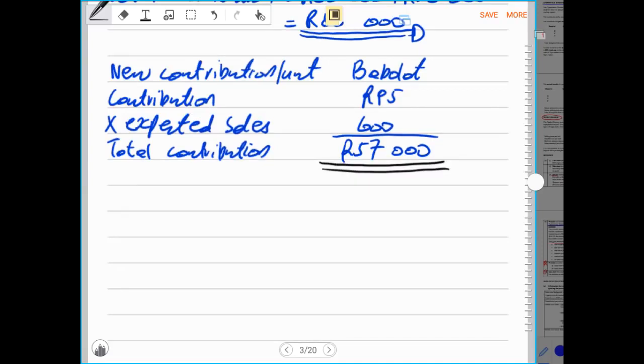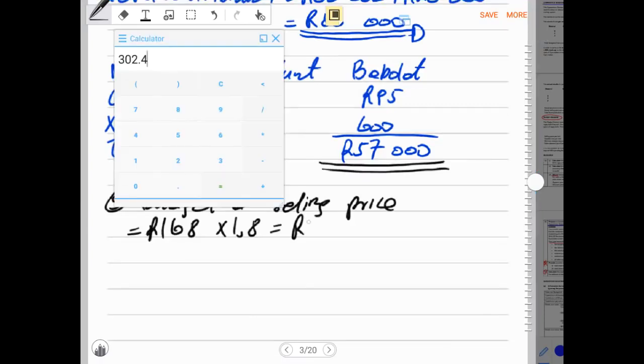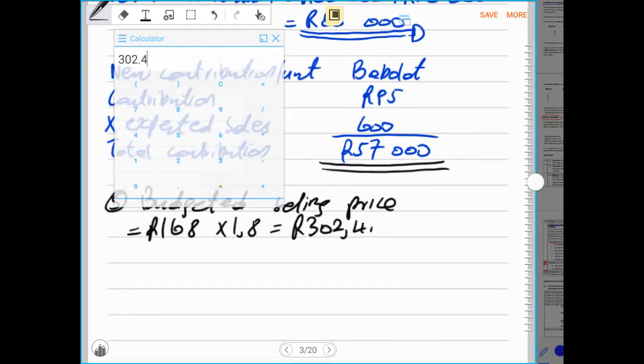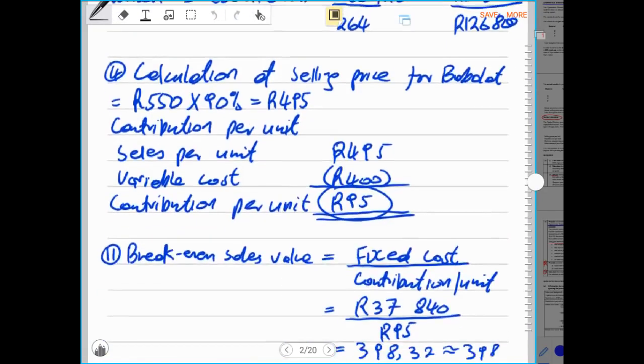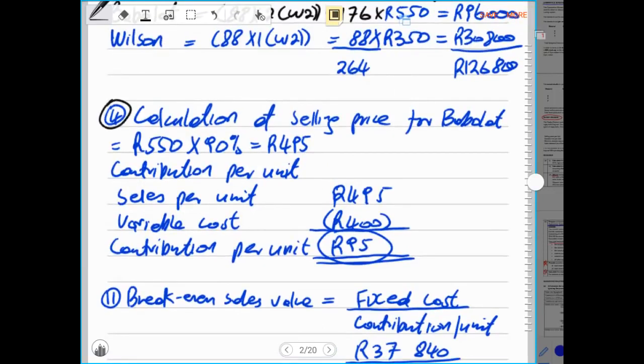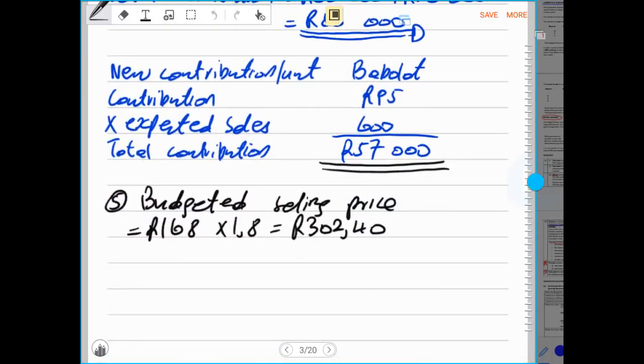Let me go to my other workings. This will be working number 5, and I'm calculating the budgeted selling price. The budgeted selling price will be 168, this amount is given, times this by 1.8, which is also given, and it gives me 302.40 rand. So now this is the selling price that is budgeted. And I think my working numbering is consistent. Yes, previously I had my working number 4. So this is working number 5. Now we have calculated the budgeted selling price.